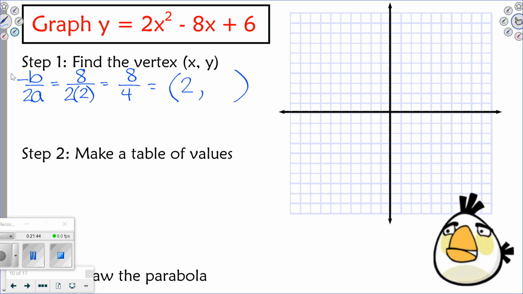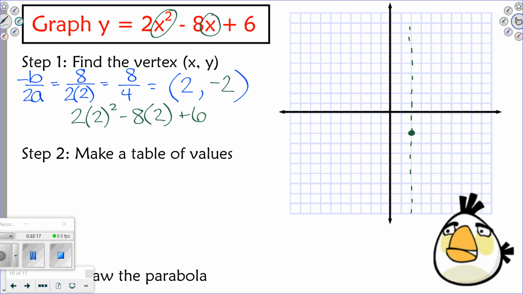Again, that is the x part. How do I find the y? Plug it back in. So anywhere up here I see an x, that's where I'm plugging in the 2. So 2 times 2 squared minus 8 times 2 plus 6. Negative what, 2? Negative 2. All right, so that's my first point. So I'm going to plot 2, negative 2. So over 2 and then down 2. Again, this is kind of my fold line on that art project.